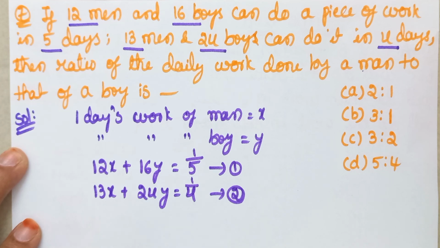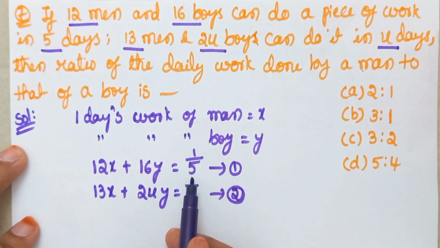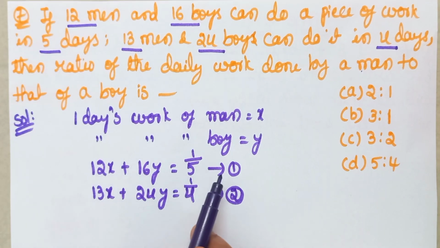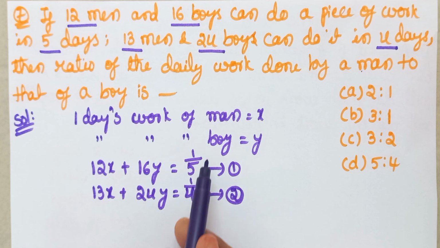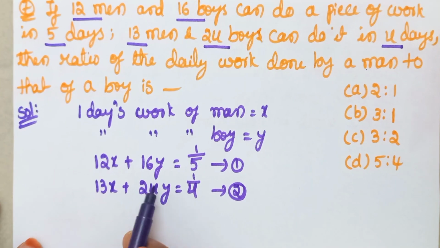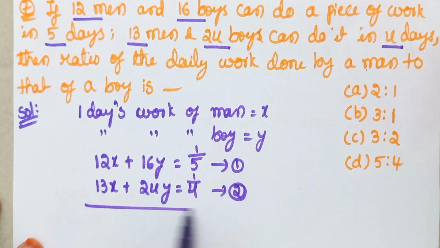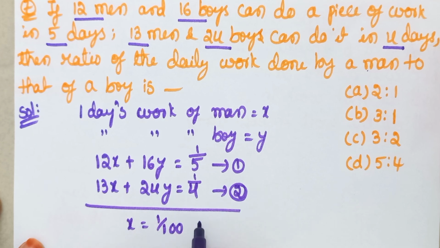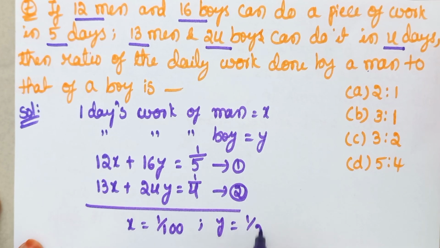If we write 5 here, then the total relationship changes and the values for x and y also change, and the entire answer will get disturbed. So first we have to write 1 by 5 for this 5 days' work. So we take the 1 day's work of men and boys, that is 1 by 5, and for this we write 13x plus 24y is equal to 1 by 4. If we solve these two equations, we will get x is equal to 1 by 100 and y is equal to 1 by 200.